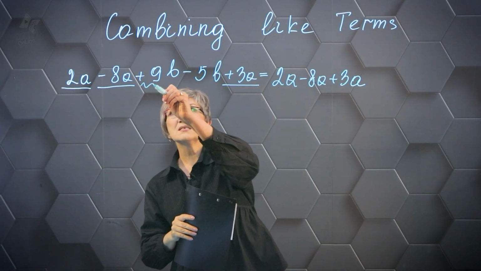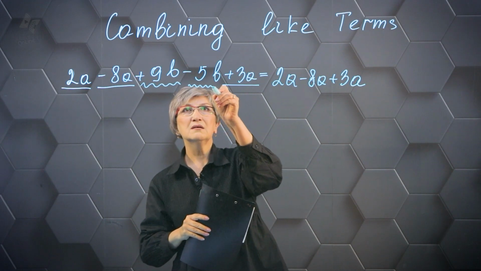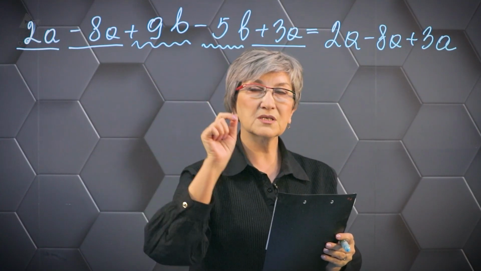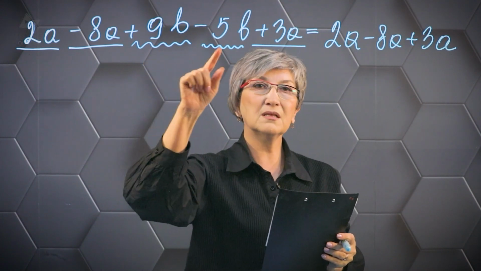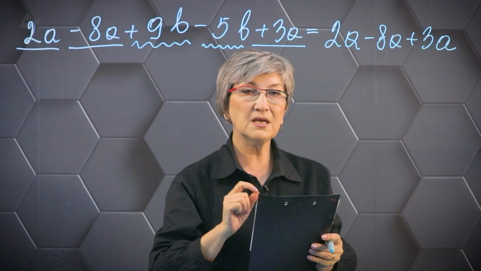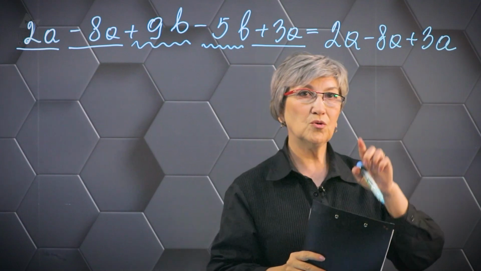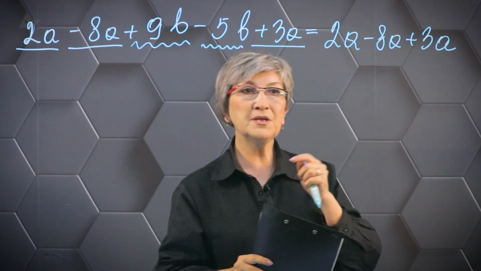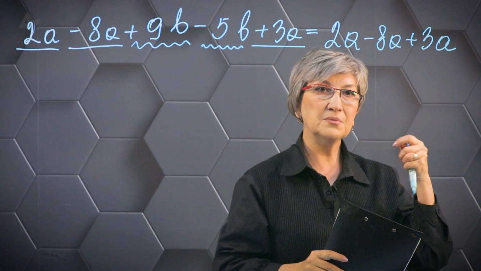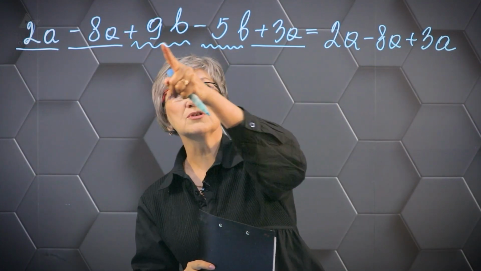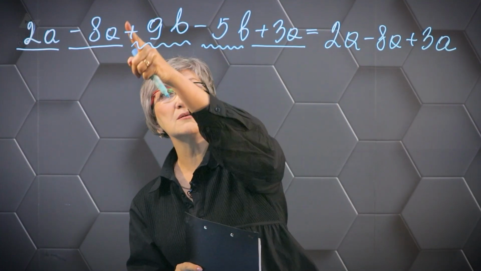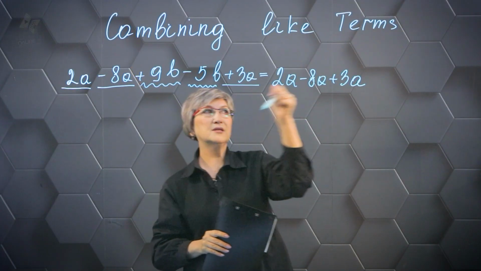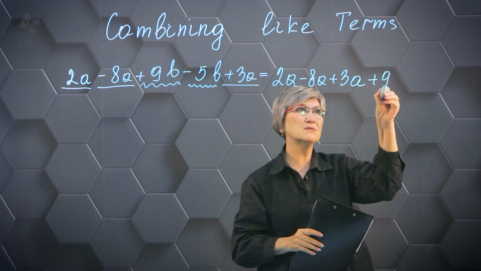And I have 9b left, and minus 5b. Notice I've marked these two like terms with a squiggly line. And now I'm going to write them down with their own signs, so that you don't get confused about which sign. You write down the sign that goes with that number. 9b with a plus sign, so I'm writing plus 9b.